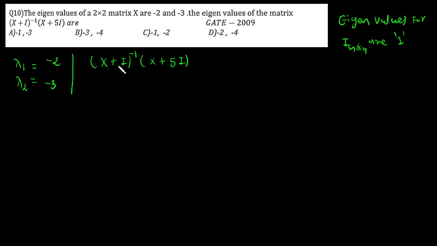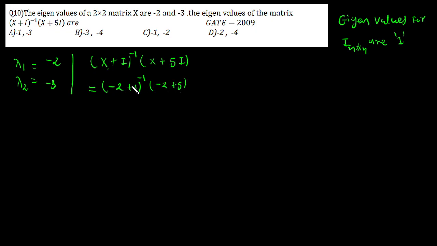So now what we have to do is replace this X with this particular eigenvalue and this I with 1. It is not Cayley-Hamilton, but it is the basic property of any matrix: if I am making some equation in the form of a matrix, then this equation must be satisfied by the eigenvalue. So let's replace X with minus 2 first. I can write here minus 2 plus 1, to the minus 1, and here X is minus 2, and here plus 5.